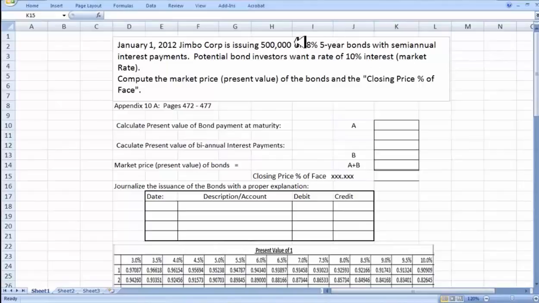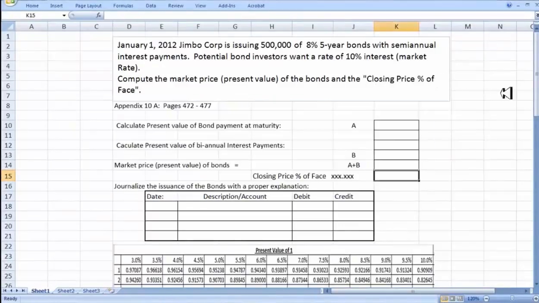The issuer of the bonds wants to get the most they can for the bond, but the purchasers won't purchase a bond unless they can yield what the market is paying. So, in any case, we want to calculate the market price, the present value of the bonds, and we also want to calculate the closing price as a percentage of the face.